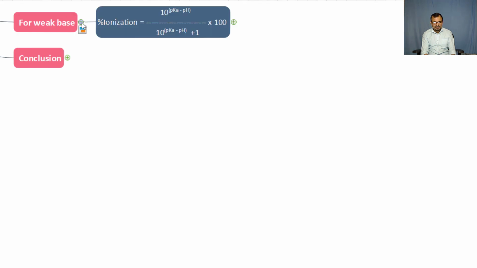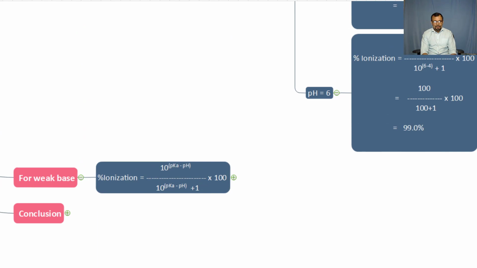But now let us also understand how one can calculate the percent ionization in case of weak base. And here is the calculation formula for the weak base. So the percent ionization is equal to 10 raised to (pKa minus pH) divided by 10 raised to (pKa minus pH) plus 1, into 100.